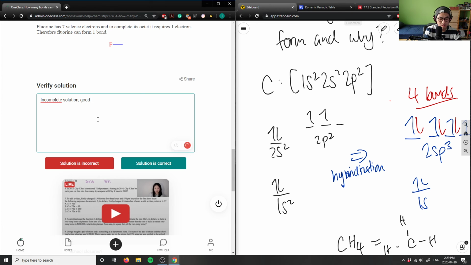Good analysis for writing down the electron configuration of carbon. However, missing the key point of hybridization, where the 2s2 and 2p6 orbitals are mixed and form 4 sp3 orbitals, meaning that carbon is half filled, therefore allowing for 4 bonds on carbon.